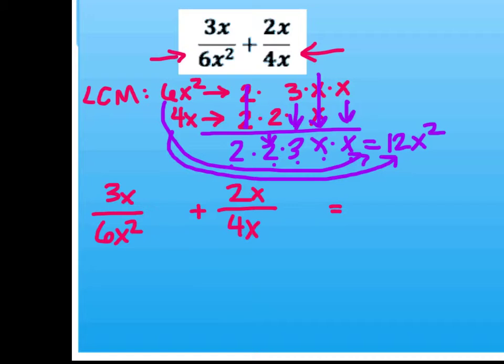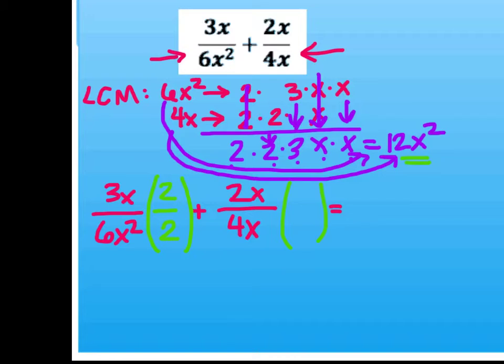I do that because we are going to multiply each side by an equivalent form of 1 in order to get our denominator to become 12x squared. So we've already talked about it a little bit. How do I get 6x squared to look like 12x squared? I need to multiply by 2, and if I multiply by 2 on the bottom, I need to do that on the top, otherwise I'm not keeping my fraction proportional, or we're not keeping our rational expression proportional.